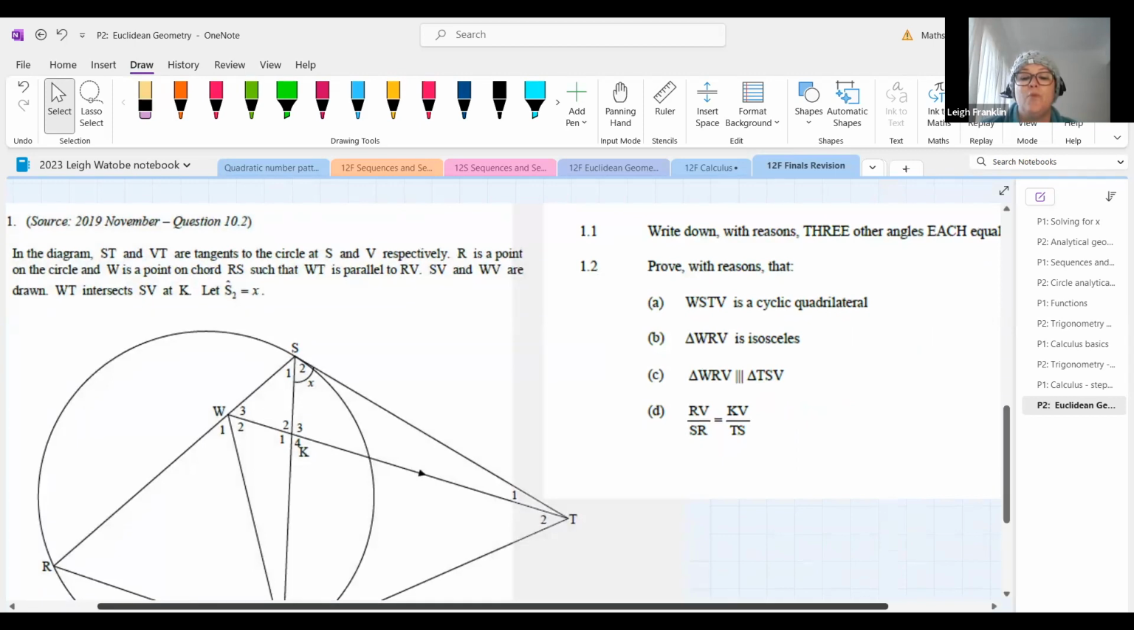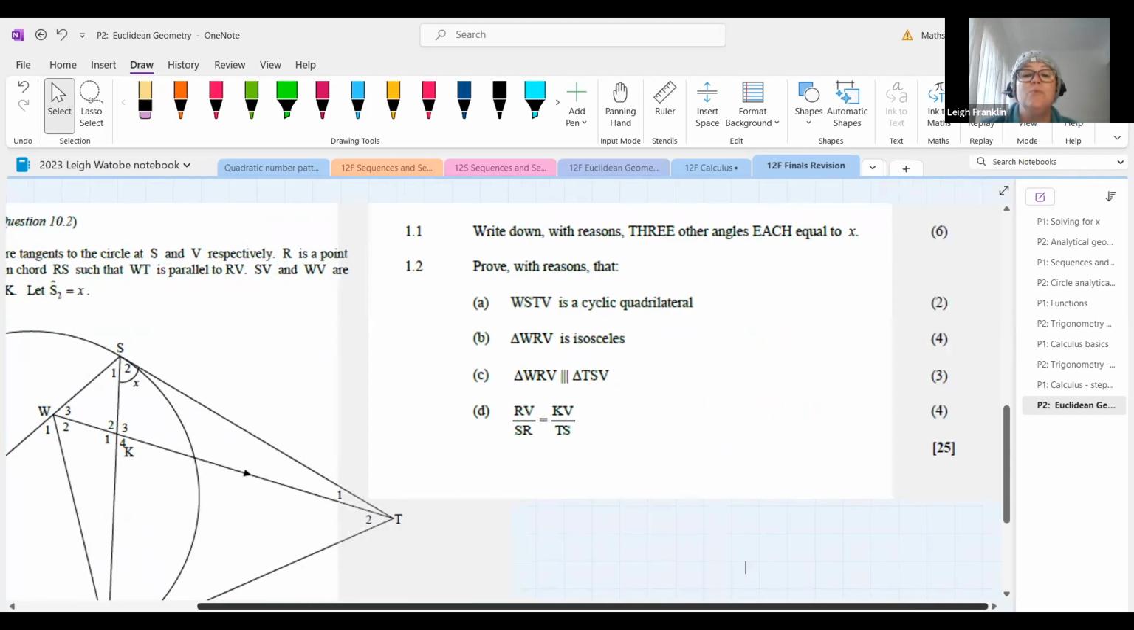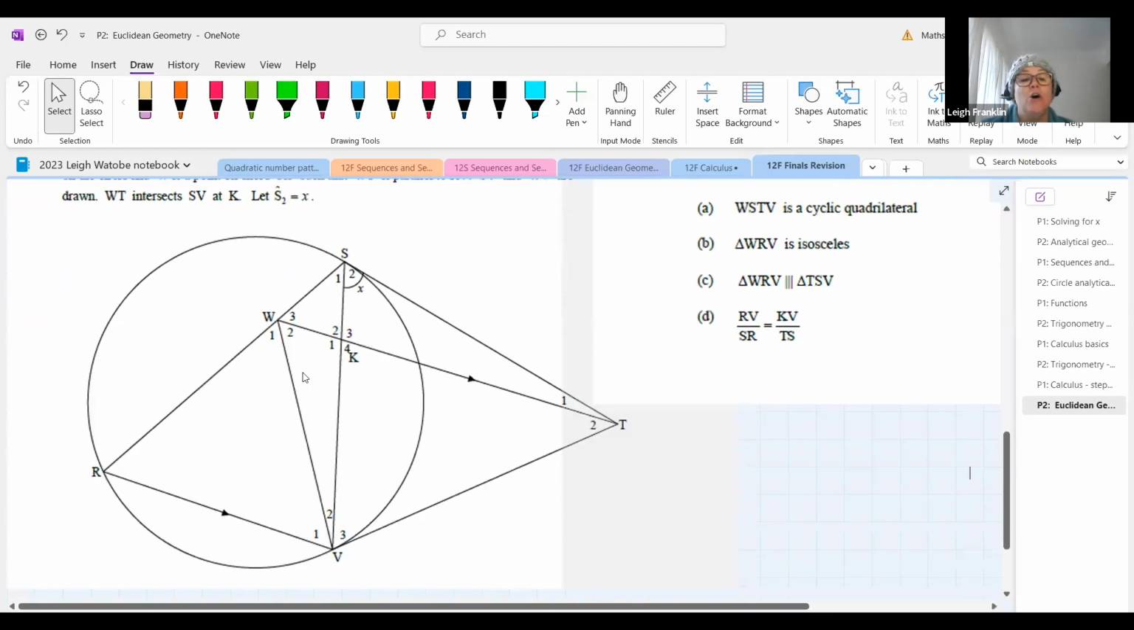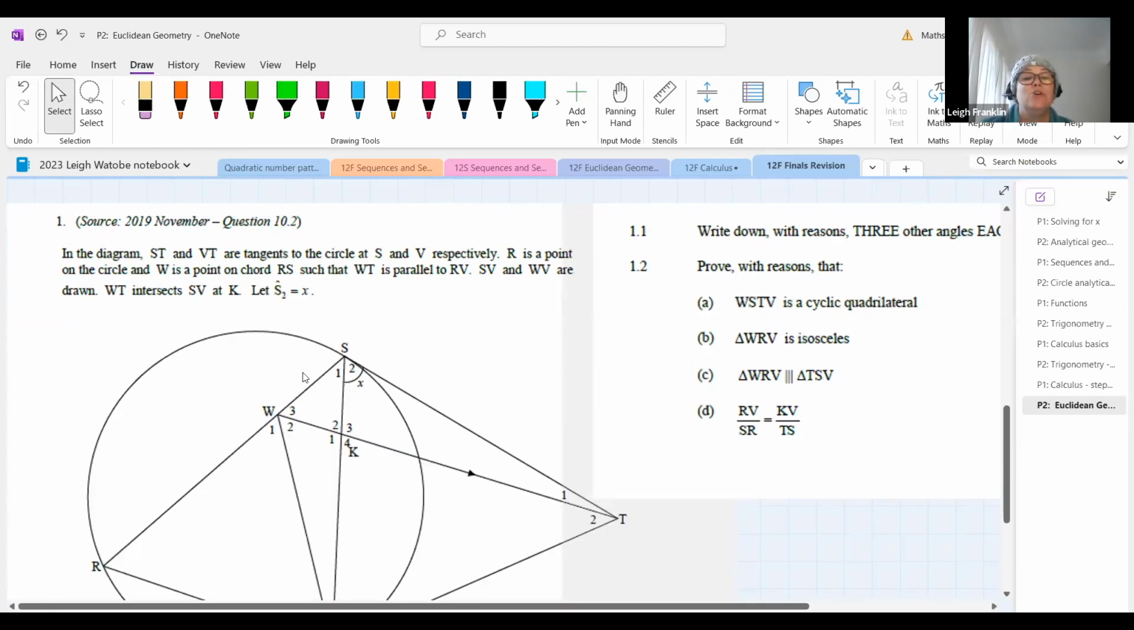All right, so obviously our mark allocation is important. We're looking at that all the time. So here, the first thing that they want us to do is write down with reasons 3 other angles each equal to x. But before we do that, let's read the information that's given to us. So this comes out of a 2019 NSC exam. It says to us in the diagram, ST and VT are tangents to the circle at S and V respectively.